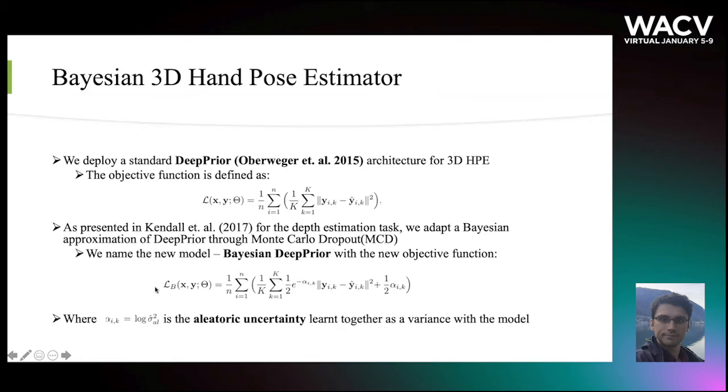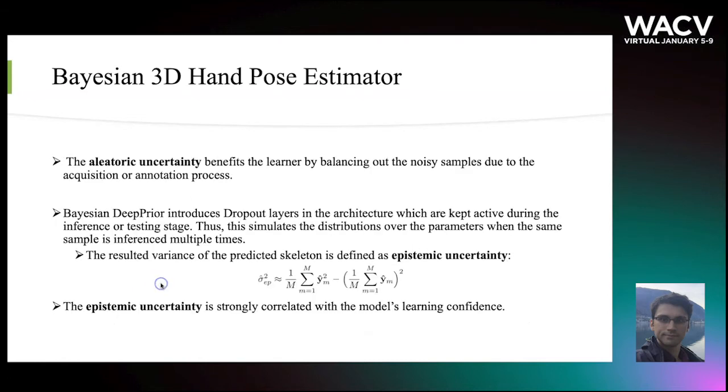For simplicity, we deploy a standard deep prior architecture for 3D hand pose estimation. The objective function is defined as a mean square error, and as presented in Kendall et al. for the depth estimation task, we adapt a Bayesian approximation of deep prior through Monte Carlo dropout. Moreover, this also introduces in the loss function a variance that is learned together with the model. We name this variance aleatoric uncertainty because it's learned together with the model, and mainly it balances out the noisy samples due to the acquisition or annotation process.